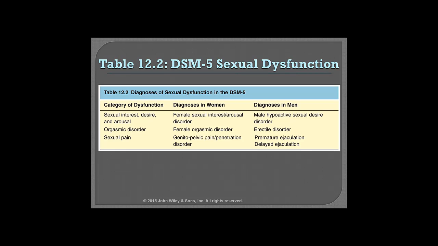When we see dysfunction of sexual interest, desire, or arousal in women, that's considered female sexual interest or arousal disorder. In men, that is male hypoactive sexual desire disorder. Remember, when you see that word hypo, that means less than normal. In orgasmic disorder, that's called female orgasmic disorder. In men, that's erectile disorder. And in sexual pain, that dysfunction is called genitopelvic pain or penetration disorder in women, or premature ejaculation or delayed ejaculation in men.